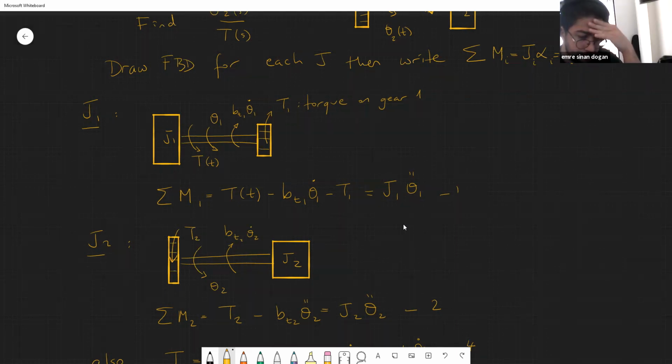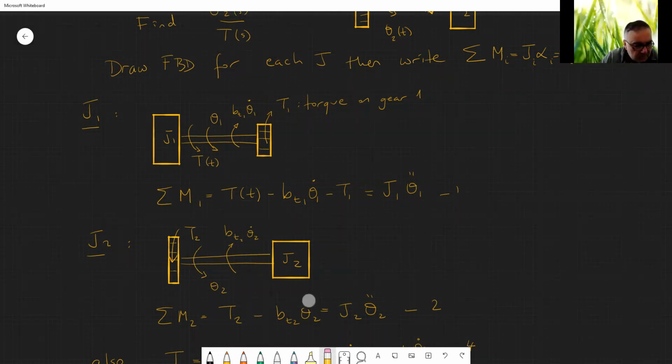This is not theta 2 double dot, by the way. This is just theta 2 dot, I'm sorry. There's only one dot here.